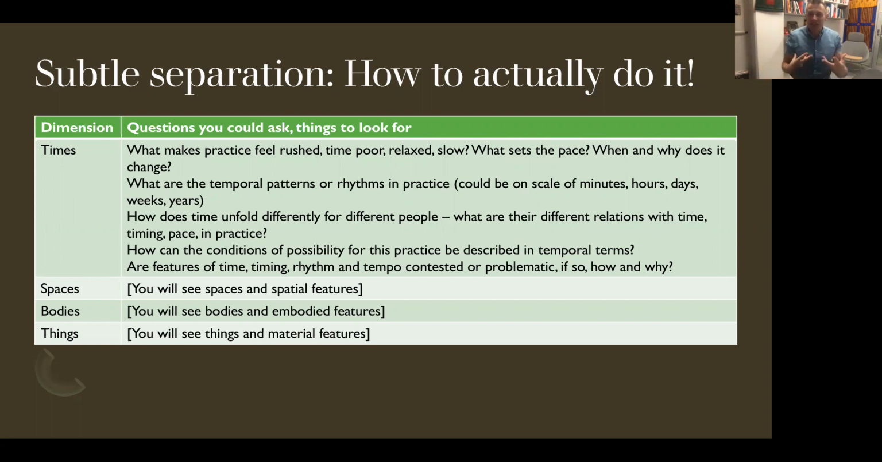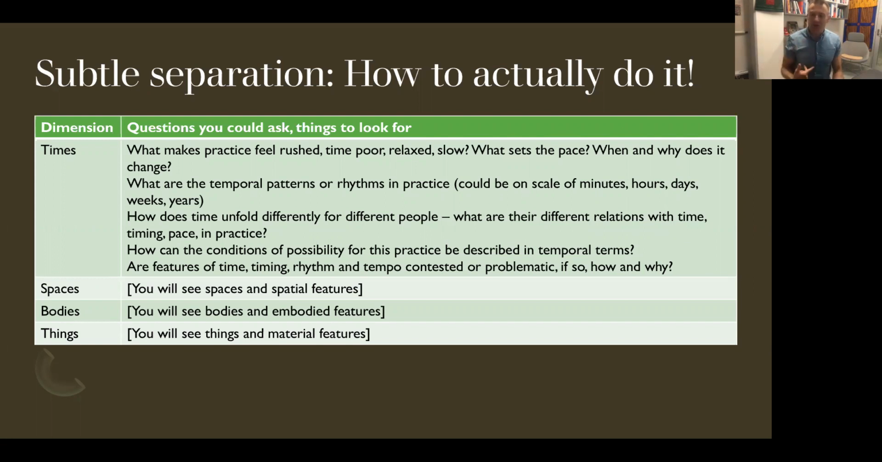What are their different relationships with time, timing, and pace, etc. in practice? And there's a question here that you'll see an echo of in all four of the concepts. How can the conditions of possibility for this practice be described in temporal terms? In other words, if you're interested in how it becomes possible to achieve something in practice, to realize the ends or the intentions or goals of practice, understanding its temporal features and the temporal things that shape practices can be part of the answer of how that comes to be done, how that comes to be possible.